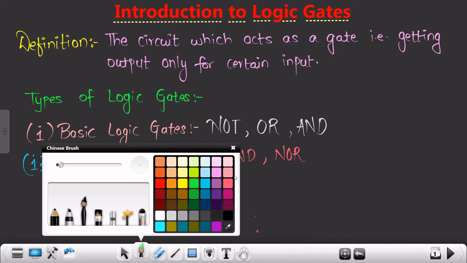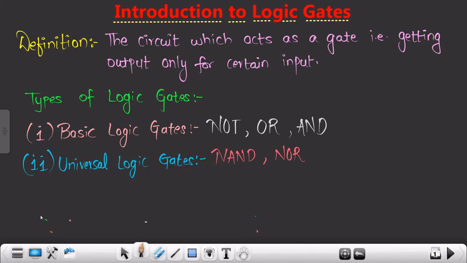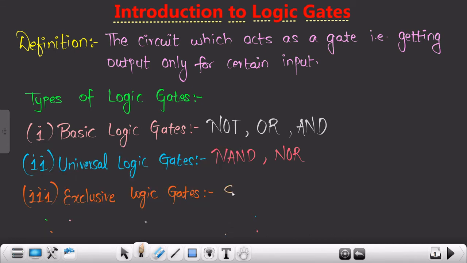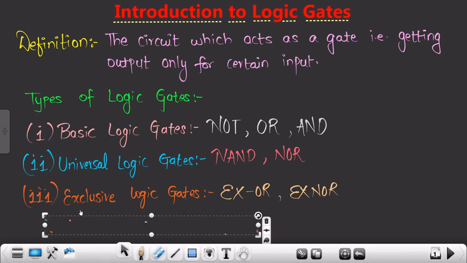Moving further, the third type of gate is known as exclusive logic gates, and it includes XOR gate and XNOR gate. So these are the types of gates that we are going to study in the upcoming videos.